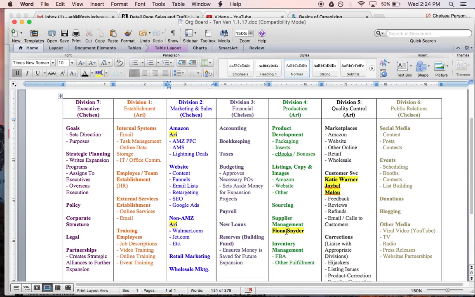So we hired her, and she loves her job. I still put her on my org board because she's part of our team. She's just not officially an employee, all right? And I need to go through and put a lot more names on here. So I'm responsible for everything in this division, including her.